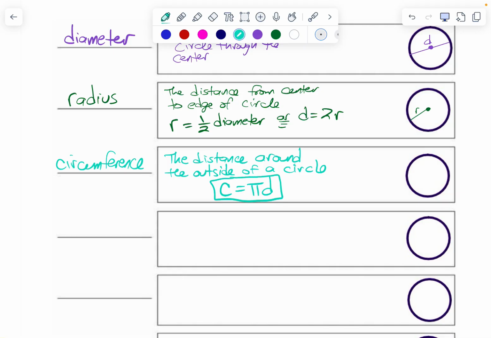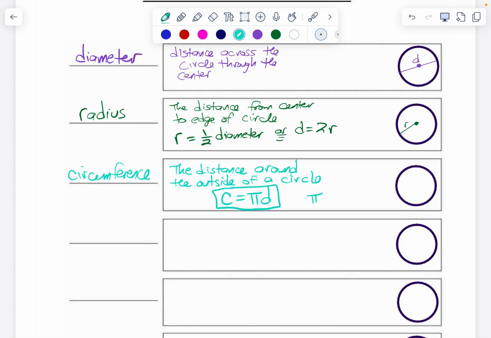You guys are familiar with pi? What's the approximate value of pi? Now, hopefully we know that pi is an irrational number, so it goes on forever and ever, never repeating. So when we say 3.14, it's an approximation. That's why I'm doing the squiggly equals. It's an approximate value for pi.